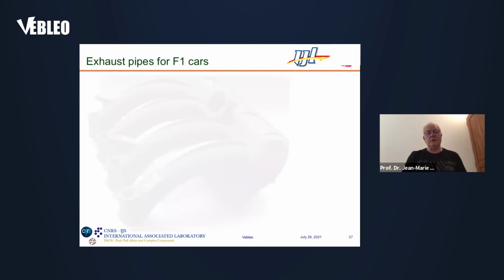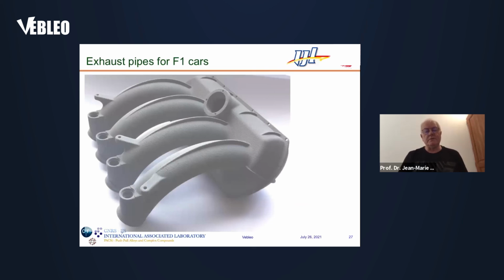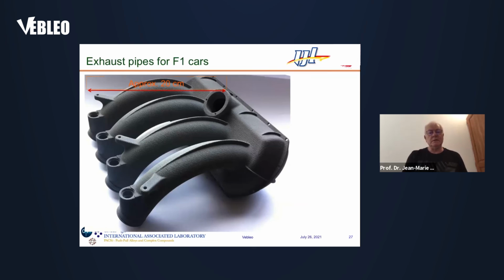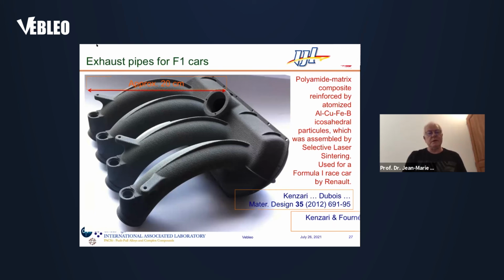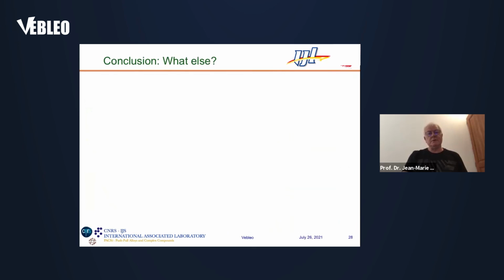I show you here an example of a device which is used by Renault, the French car constructor, for race cars. These are exhaust pipes which are now in use on their cars. And this is based on the infrared absorption of the quasicrystal.